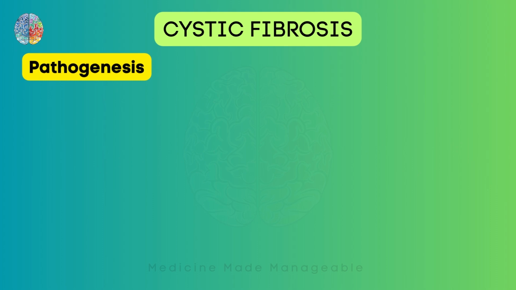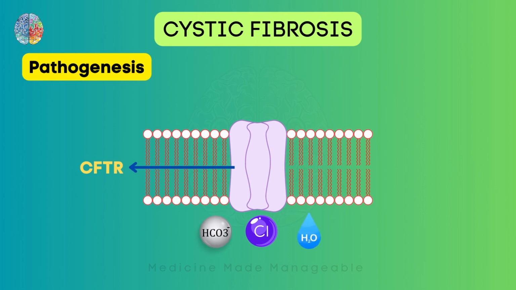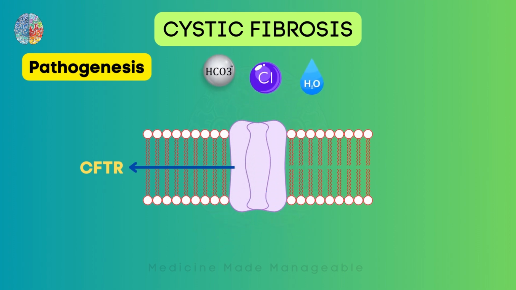Now, what is the pathogenesis? So let's understand it with this picture. So here we have a channel called CFTR. This is responsible for the transport of three important things. Those are chloride, bicarbonate, and water. Water can also go through osmosis, but it also goes through here. Now all of these three go through the CFTR and are responsible for the production of the mucus.